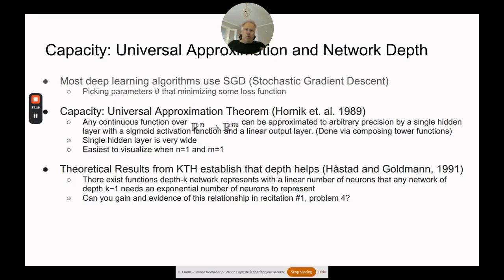The deeper you go, the more you stack the layers. So basically, there exist some functions of depth k networks, with a linear number of neurons in the system, that if we were to pull off the kth layer and represent the same function in k minus 1 layers, this leads to an exponential number of new neurons that need to be put into the network.